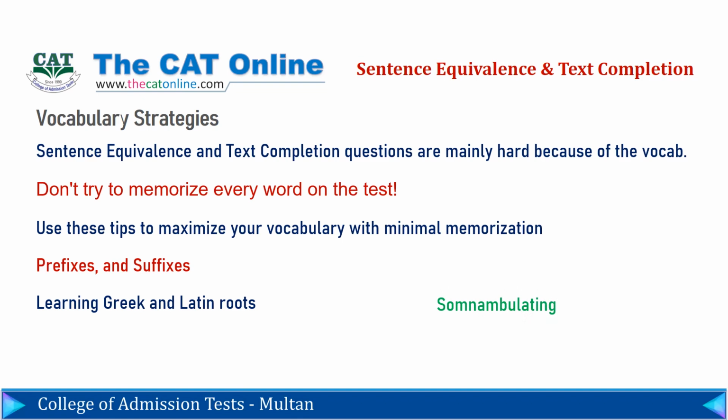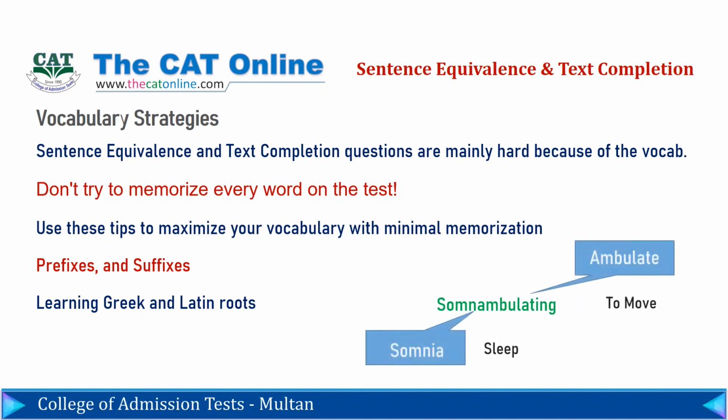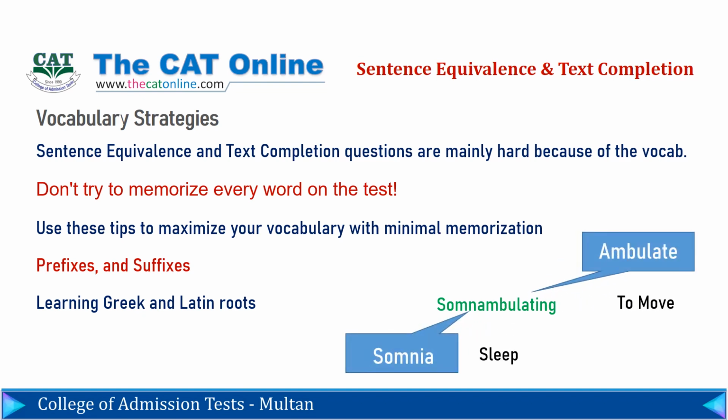For example, take the word somnambulating. You might not know what that means, but you can figure out from roots that som has to do with sleep, as in insomnia, and ambul has something to do with walking, as in ambulatory. So, you can probably figure out that somnambulating has something to do with walking and sleeping, which is exactly correct.